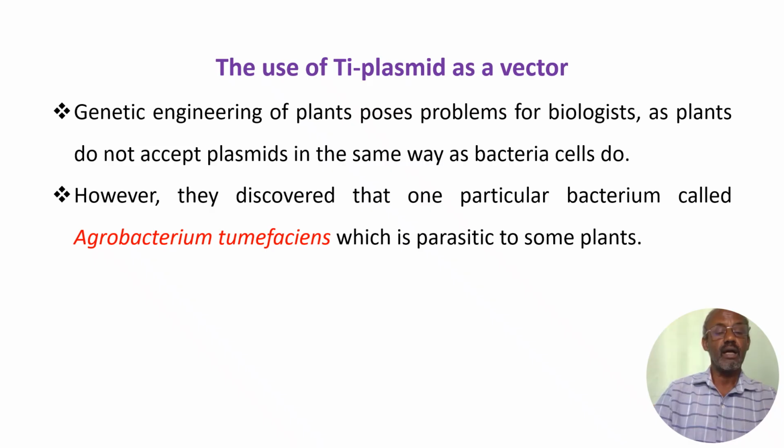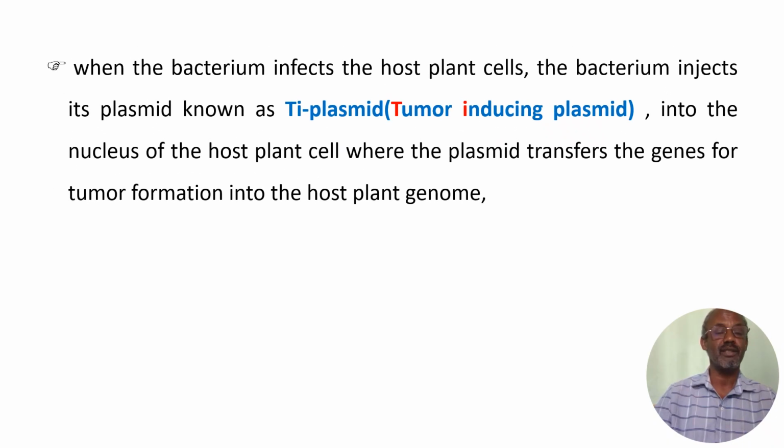can naturally perform this genetic engineering. What is this bacterium? Let us see. It's pathogenic to plants. When the bacterium infects the host plant, the specific host plant cells, the bacterium injects its plasmid, now known as the Ti plasmid. We call it Ti plasmid. Ti stands for tumor inducing. I do have the diagram. I will show you immediately.